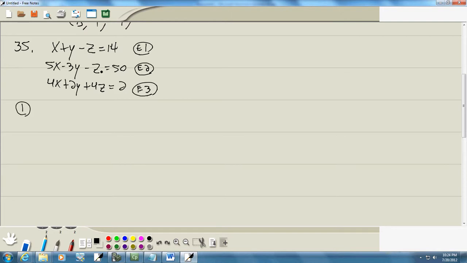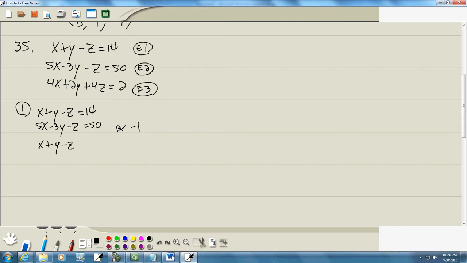So step 1, group the first two equations together. So I got x plus y minus z is equal to 14. And 5x minus 3y minus z is equal to 50. And we want to eliminate the z's. Well, for these to be eliminated, they have to be additive inverses of each other. So if this is negative z, this has to be a positive z. So I'm going to multiply our second equation by negative 1.